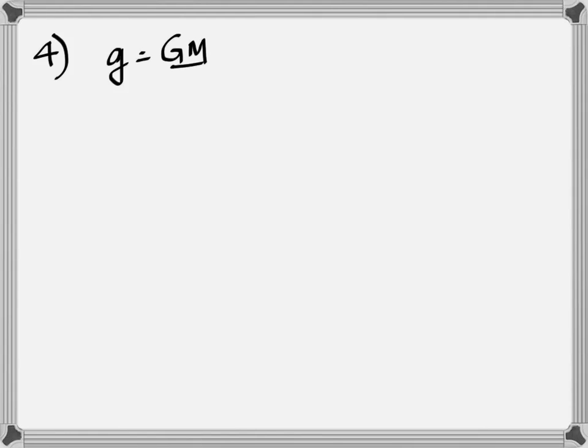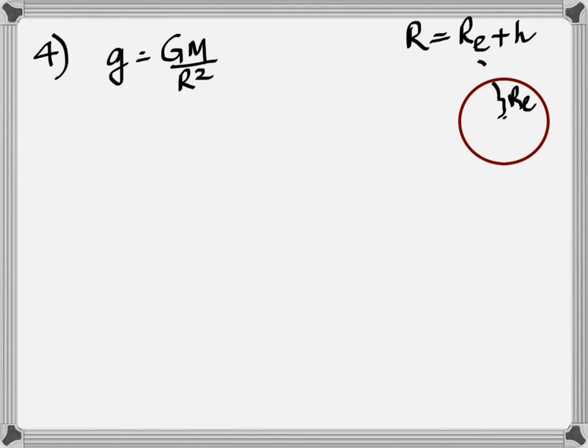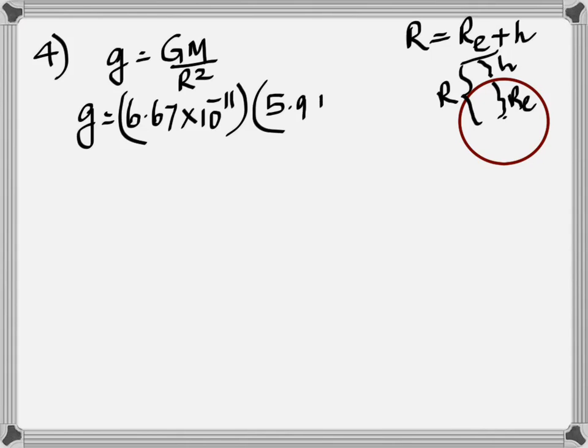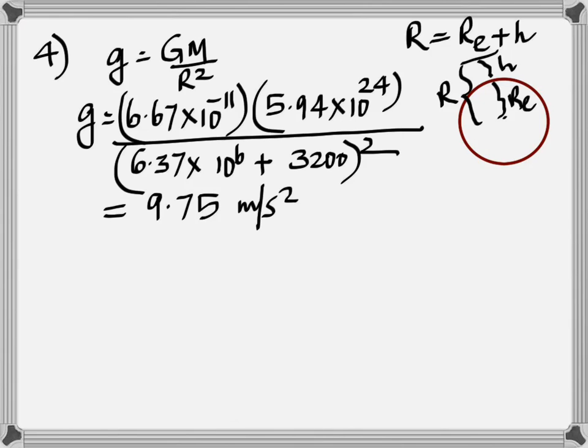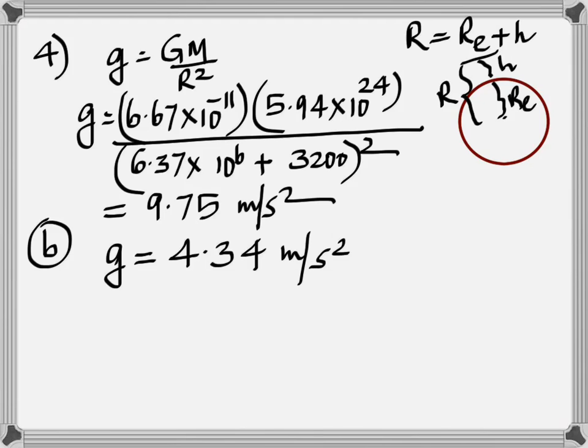And number 4, again the acceleration due to gravity is GM by r squared, and the distance must be from the center, so you have to add the height to the radius. And both have to be in meters. You will get 9.75 meter per second squared. The second part, do the same thing, but this time the distance is 3,200 kilometers, so got to change it. Do the same thing and you will get the answer 4.34 meter per second squared.